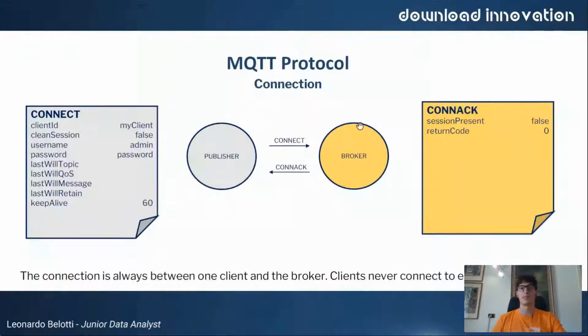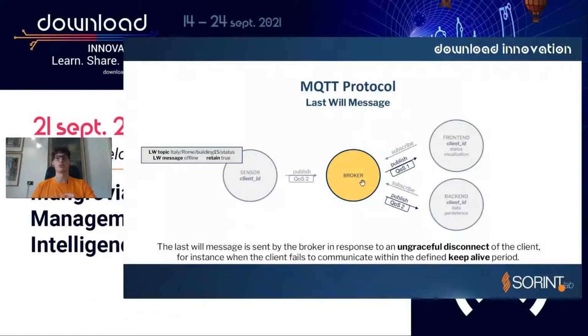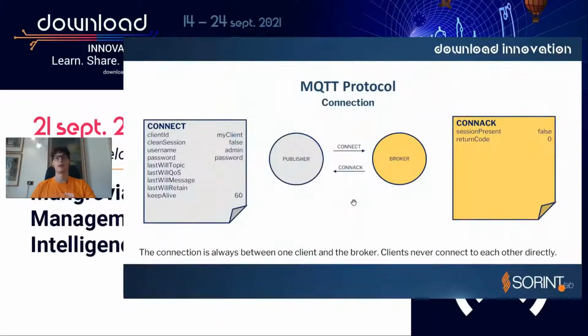So the publisher sends a connect message, and the broker replies with a connack, an acknowledgement that says if the connection has been successful, so return code 0 in that situation, and if a session is already present with the broker, so if the broker has all the information associated with that client ID in a previous session. Note that the connection is always between one client and the broker. Clients never connect to each other directly. So there's always this pattern with the broker in the middle and a network of devices connected to the broker.